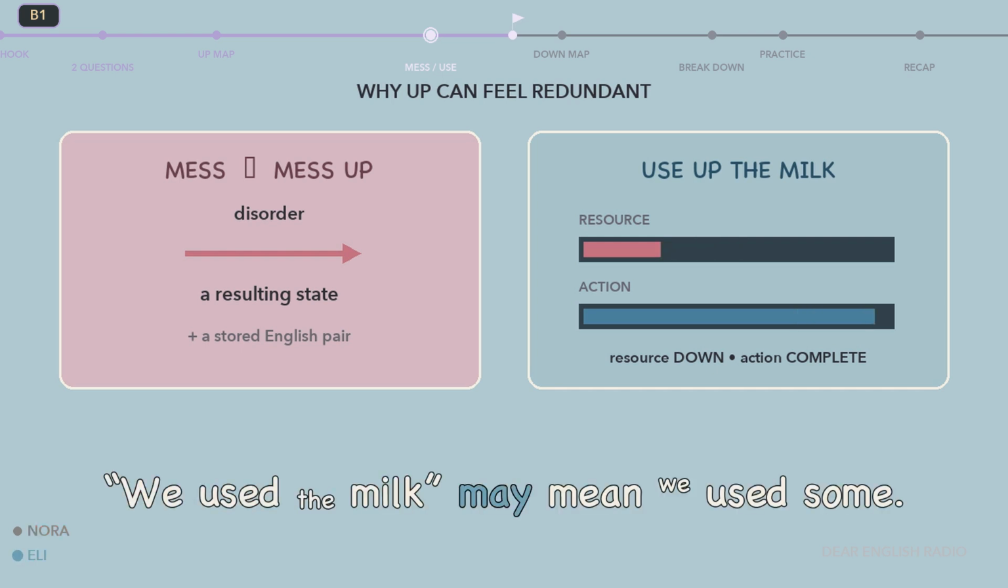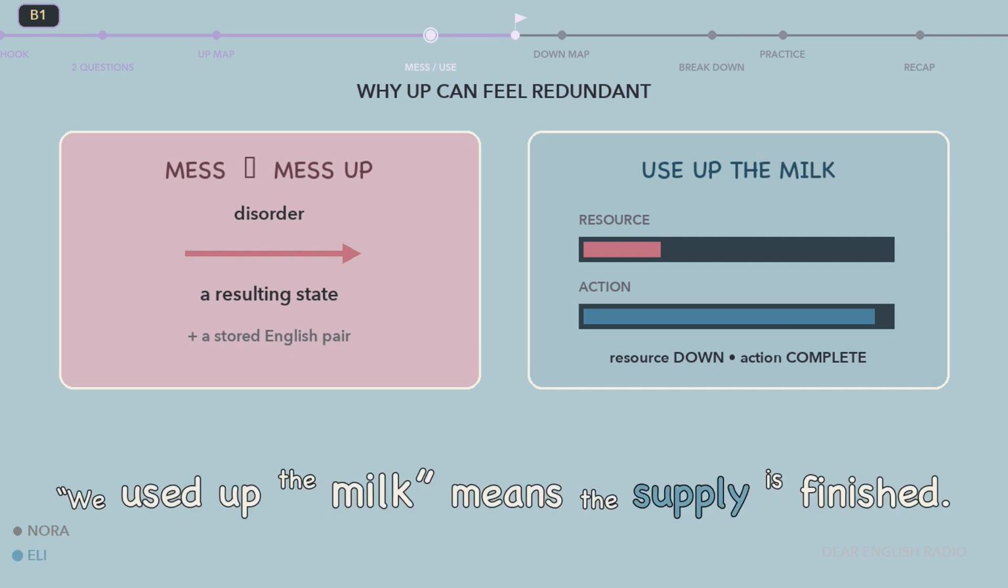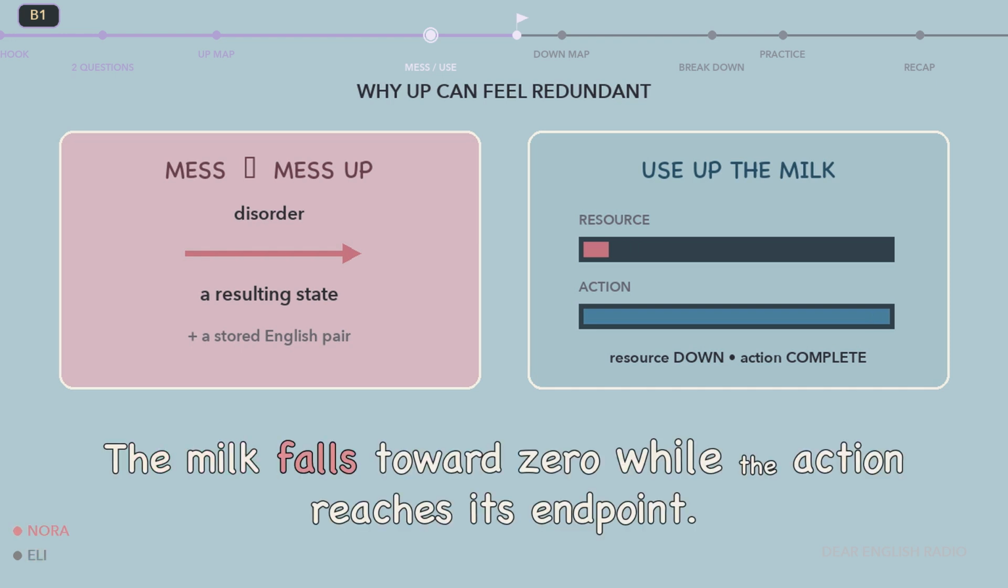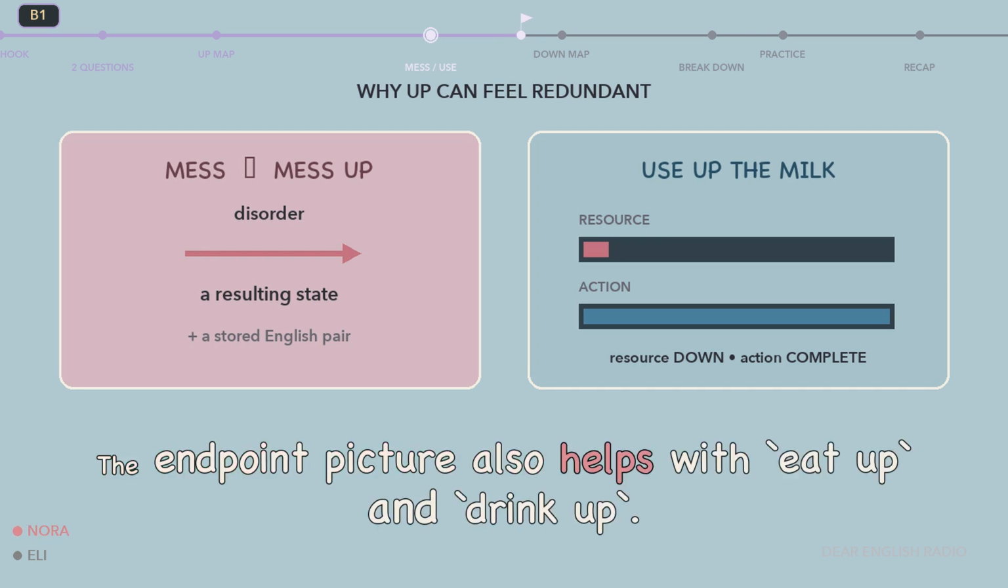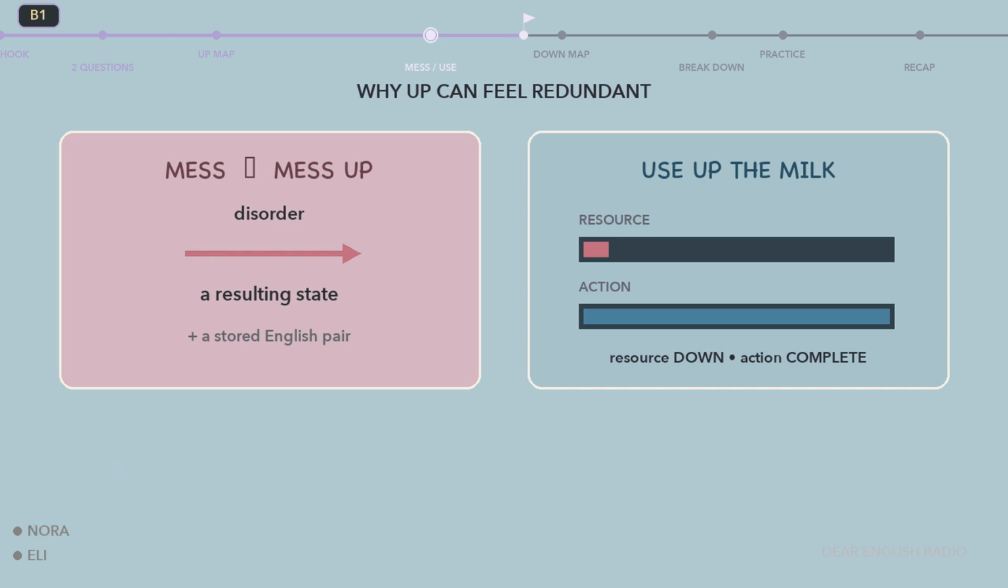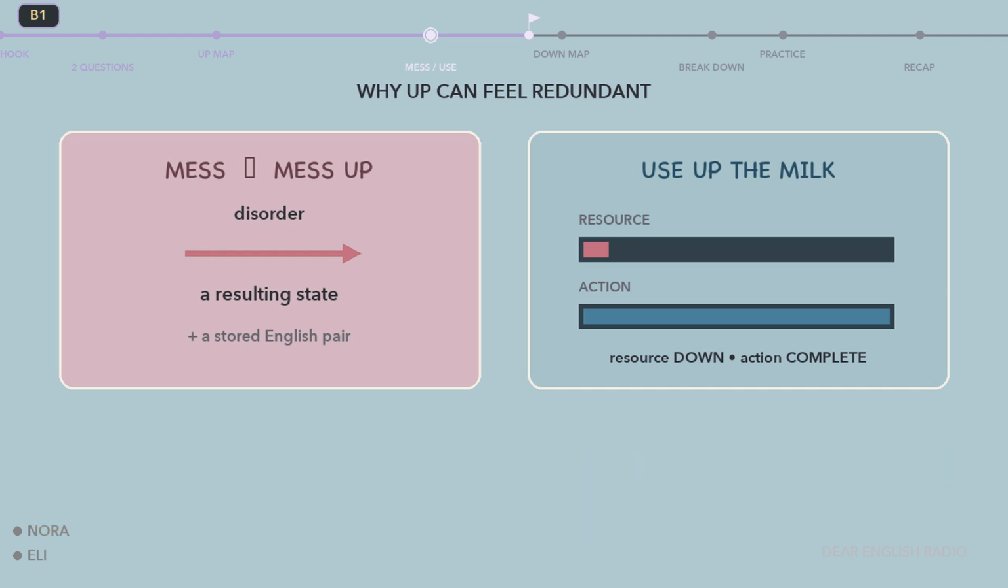We used the milk may mean we used some. We used up the milk means the supply is finished. The milk falls towards 0 while the action reaches its endpoint. The endpoint picture also helps with eat up and drink up. In time is up follows be. So the meaning is related, but the grammar differs.